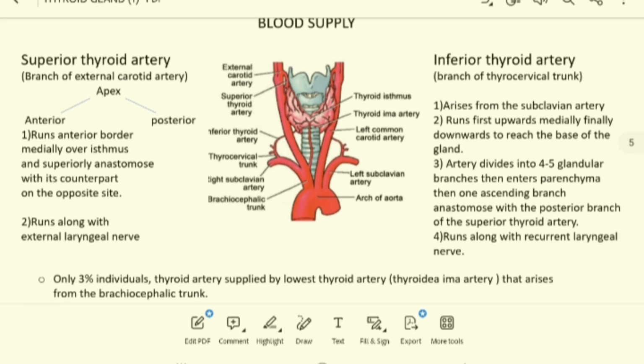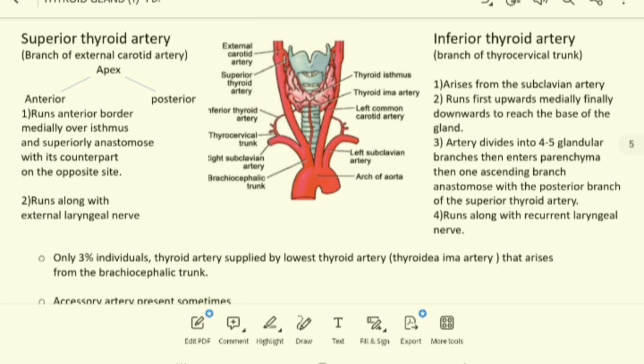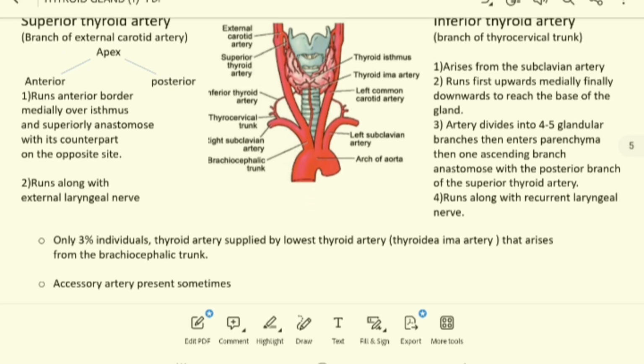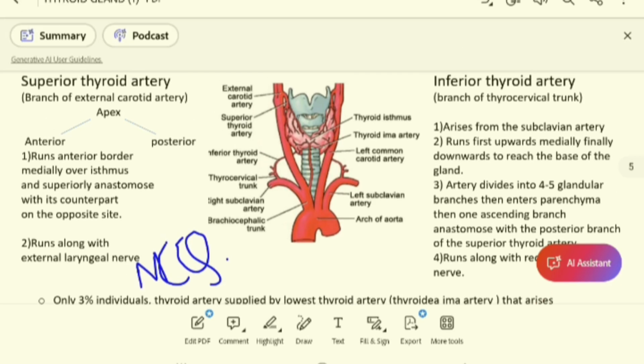Now coming to the blood supply. Blood supply of thyroid gland is very interesting indeed. Firstly, we have superior thyroid artery, that is the branch of external carotid artery. It is going to go from the apex, anteriorly and posteriorly. Anteriorly it runs along the anterior border medially over the isthmus, and superiorly it is going to anastomose with its counterpart on the opposite side. It is going to run along with the external laryngeal nerve. This is also an MCQ. And the diagram is very important here again.